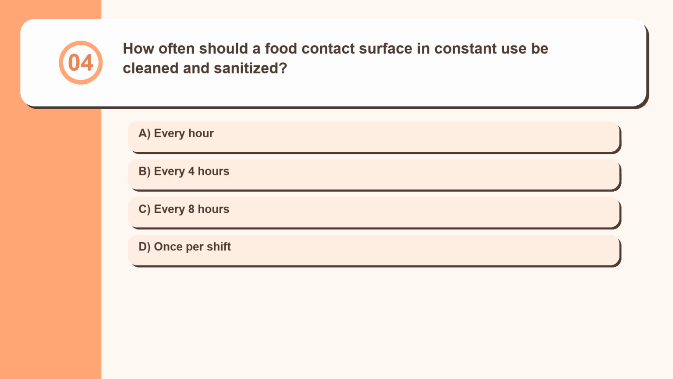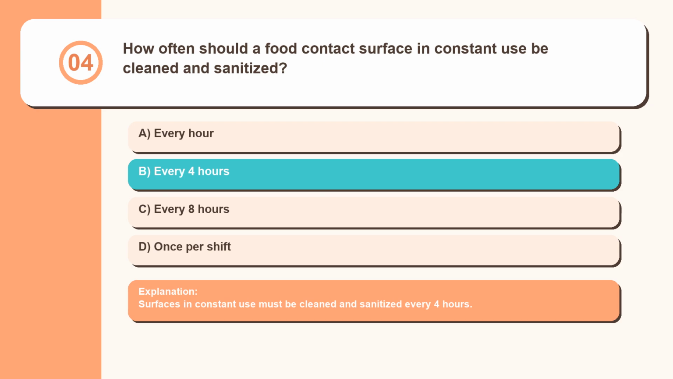Question 4. How often should a food contact surface in constant use be cleaned and sanitized? Every hour, every 4 hours, every 8 hours, or once per shift. Surfaces in constant use must be cleaned and sanitized every 4 hours.